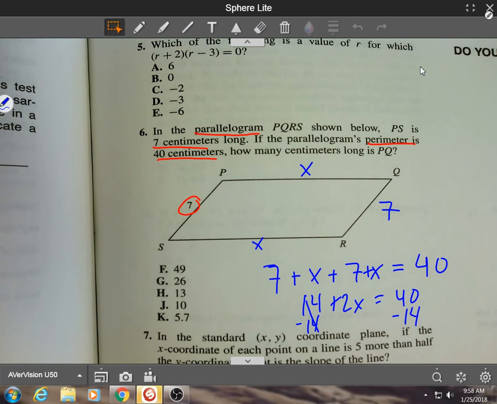40 minus 14, 26. 26, yeah. 26. X would then be 13. So PQ would be 13, which is option H, right?